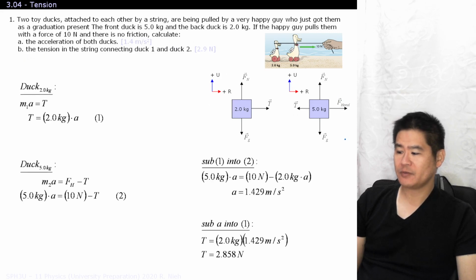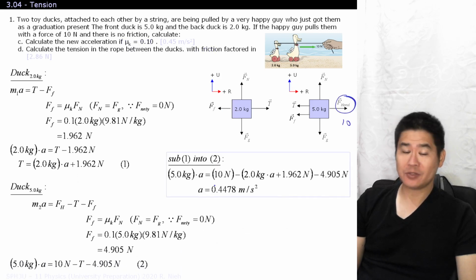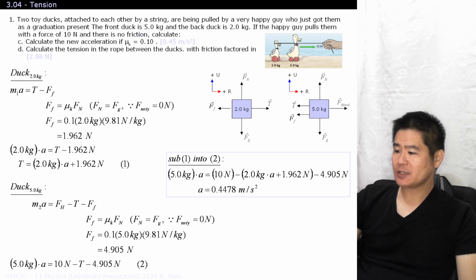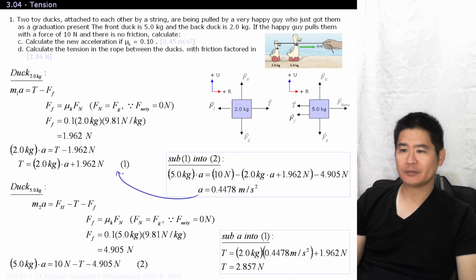If you recall from the previous slide, the acceleration was about 1.5 meters per second squared, and now the acceleration has dropped down to a third of the original value, all because of a 10% friction. And again, that's why we want to minimize our friction as much as possible in our devices. To calculate the tension, sub A most likely into equation number 1 because it's a whole lot cleaner.